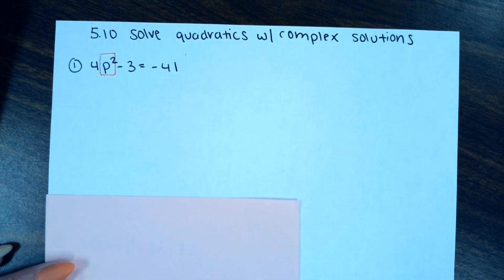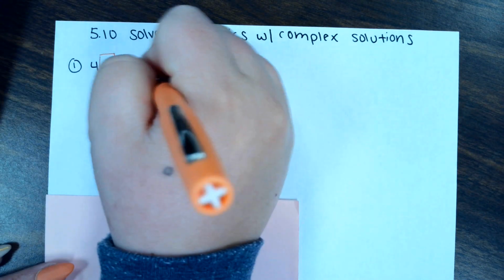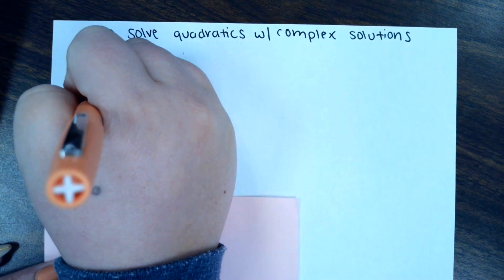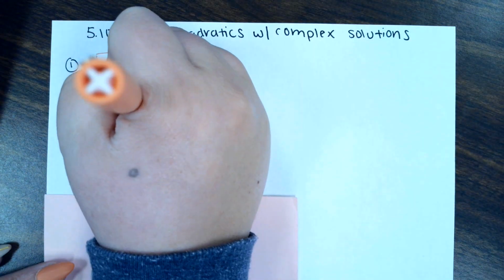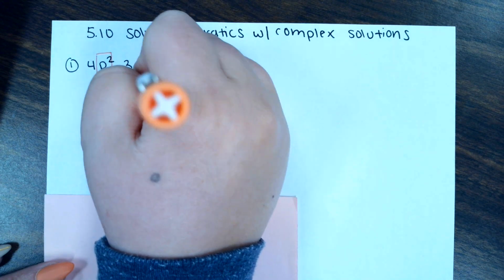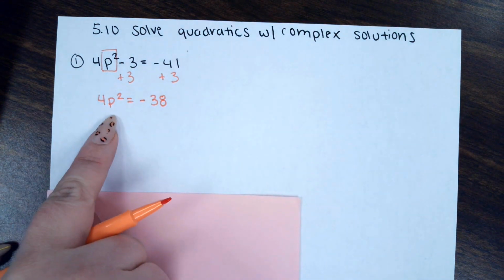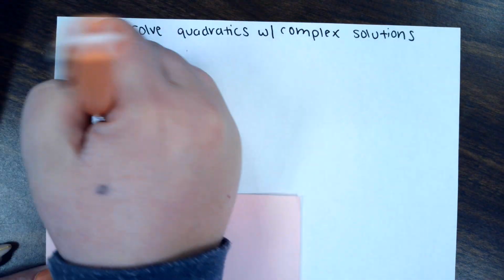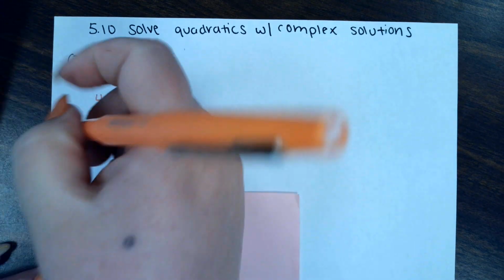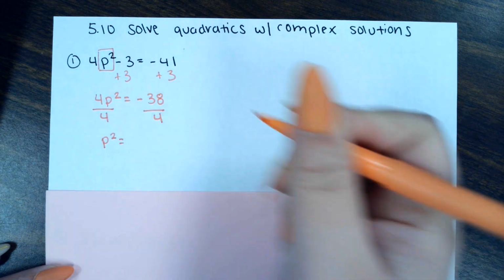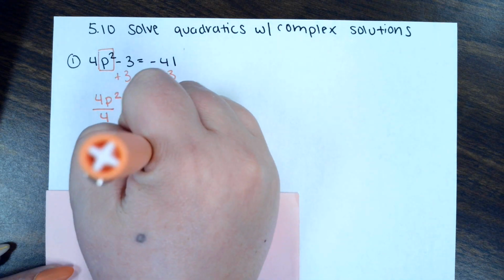Our goal is to get that p squared by itself, so then we can take the square root. First thing, got to add 3 to both sides. So 4p squared equals negative 41 plus 3, is negative 38. Then we've got to get p squared by itself. We've got to get rid of this 4. Divide by 4. So we've got p squared equals negative 38 over 4.